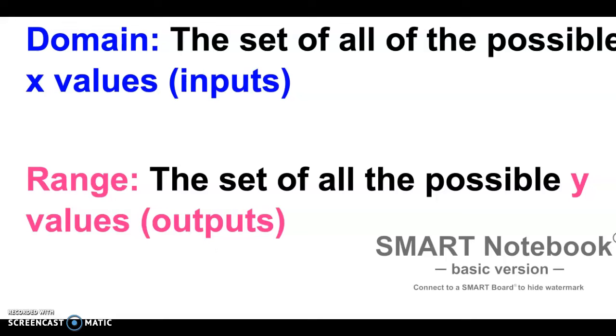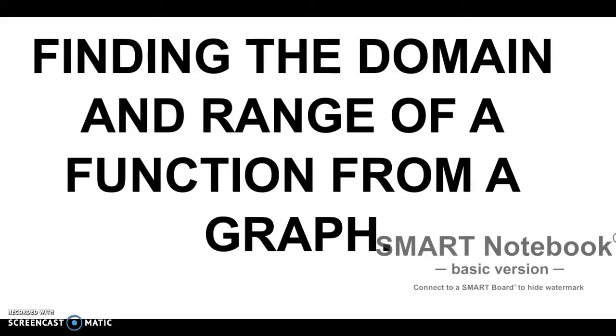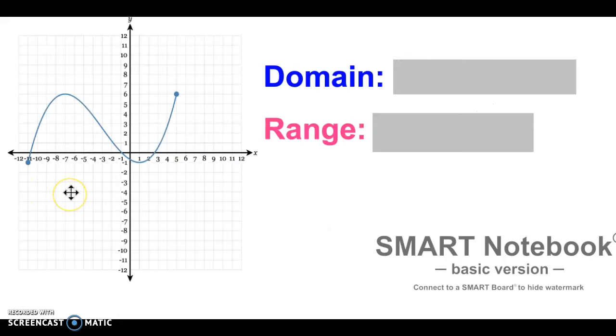So we are going to look at a few graphs and figure out how we can find the domain and range graphically. Alright, so finding the domain and range of a function from a graph. Here, this is our first example. On the left-hand side here, we see that we have a graph. Remember, the domain is a set of all possible inputs, so all of the possible x values. So what we need to do is we need to figure out what is our smallest x value and what is our biggest x value.